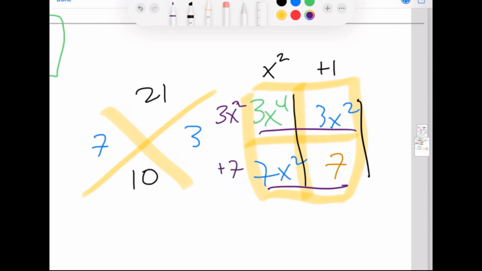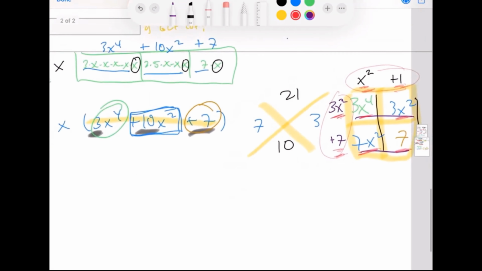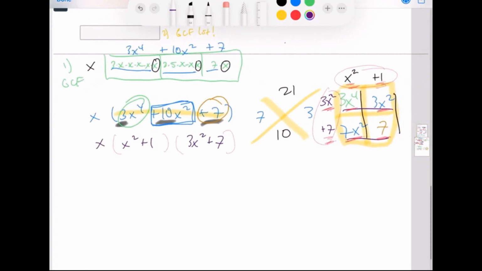Let's double check our answers by multiplying. x squared times 3x squared gives me 3x to the 4th. 1 times 3x squared gives me 3x squared. x squared times 7 gives you 7x squared, and 7 times 1 gives you 7. Okay, pay attention. I just highlighted those in red, so let's write those out. x squared plus 1 and 3x squared plus 7. And don't forget you have that x in front.